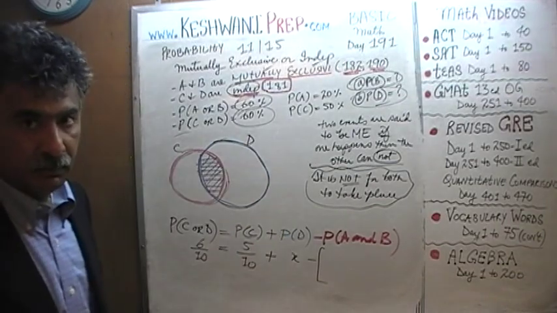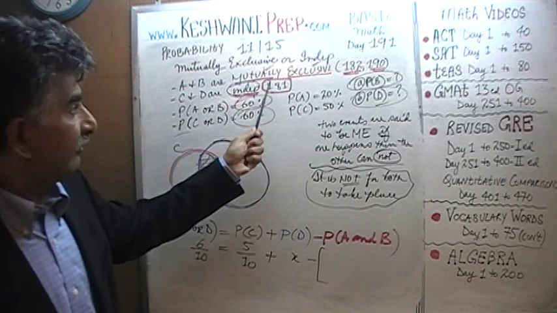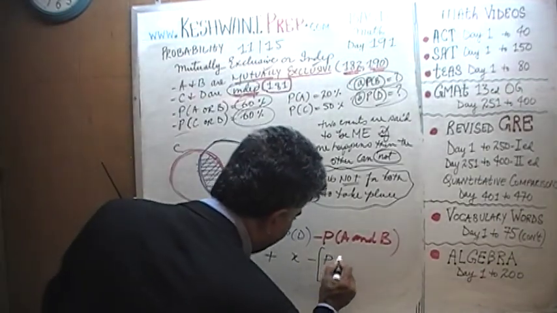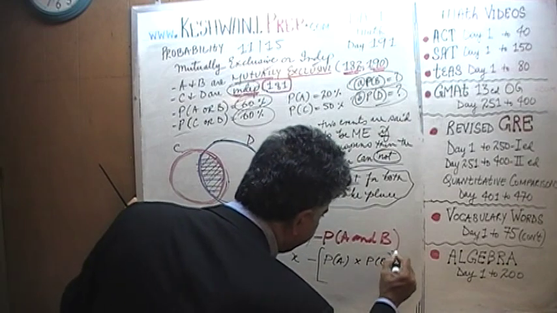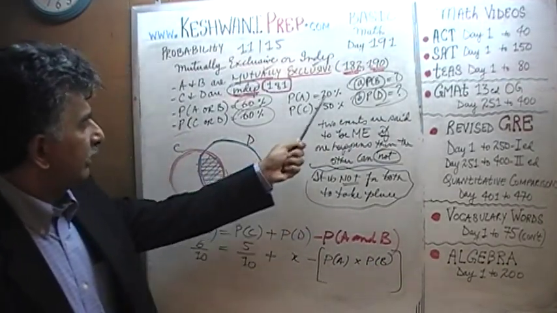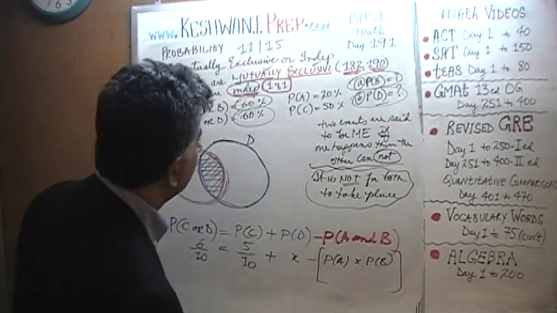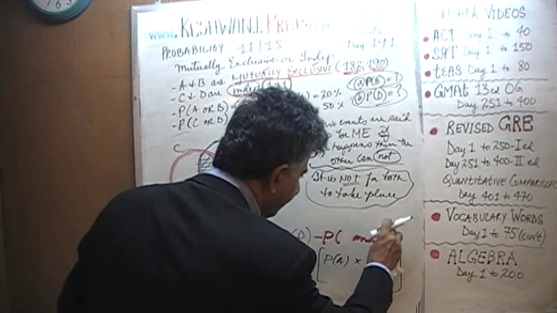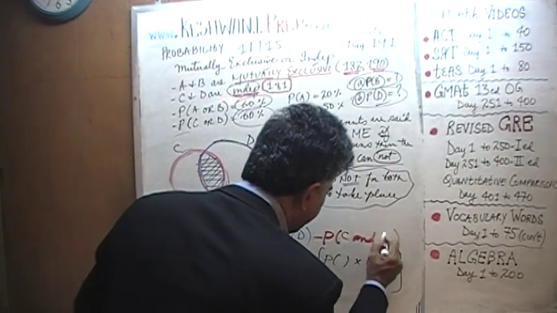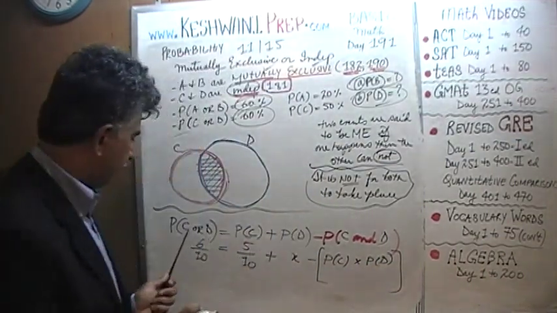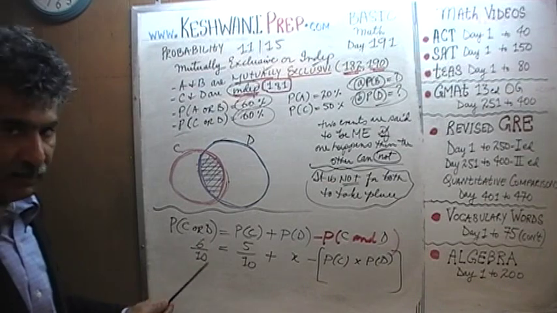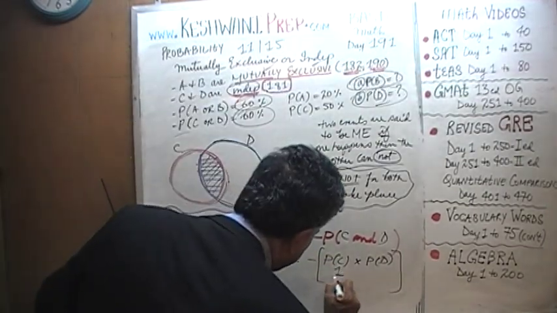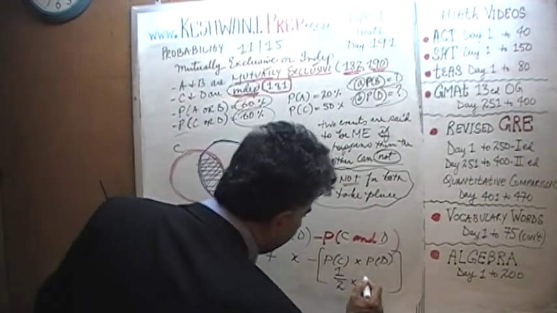Something that we learned on day number 181, which is why it's important that you do everything in sequence. In 181, the very first day of our probability lesson, we learned that when two events are independent, then the odds of A and B happening is simply the odds of A happening times the odds of B happening. We're not dealing with A and B. We're dealing with C and D. We're looking for the probability of either C or D happening, not A or B. So probability of C times the probability of D. Probability of C, we are told, is 50%, which is half, times the probability of D, which we are calling the unknown.